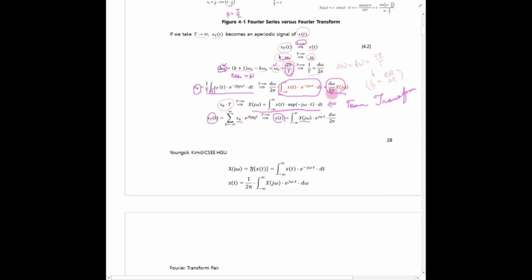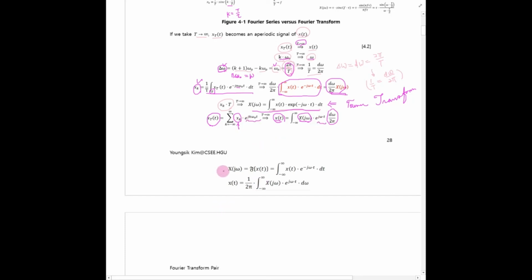So we defined the red block, this one, as the Fourier transform. Okay, this is the Fourier transform, and from the similarity between the Fourier series and the Fourier transform, we can find the inverse Fourier transform. As T goes to infinity, x_T(t) becomes the non-periodic signal, and the Fourier series coefficient X_k can be replaced by X(j omega) times d omega over 2 pi. This corresponds to the Fourier series coefficient, and the basis function is given here like that.